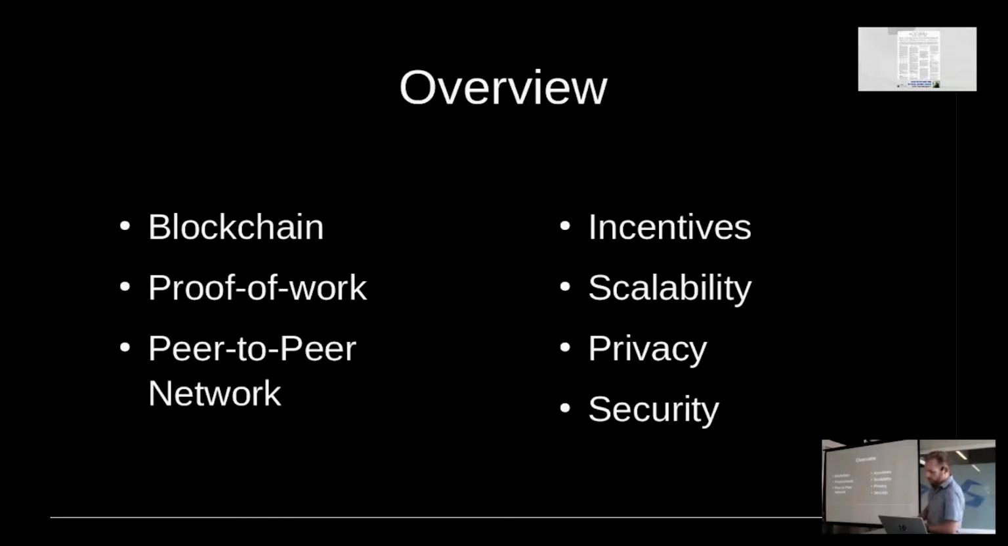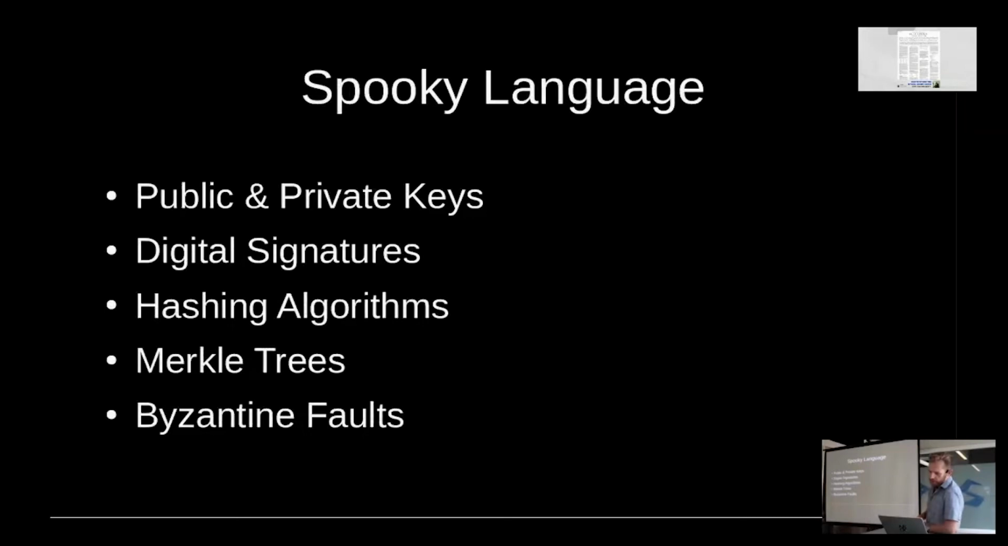So as we go through this paper, there's going to be some spooky language, which I would like to sort of demystify right here. So who knows what public and private keys are? Okay. Digital signatures. Are we all familiar with digital signatures? Hashing algorithms. Okay. Merkle trees. It's a fun one. And Byzantine faults. Okay. We'll get into that last one.